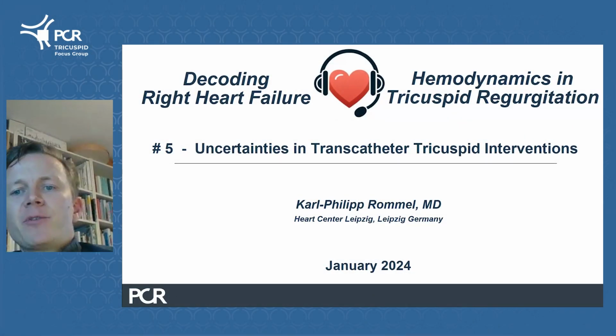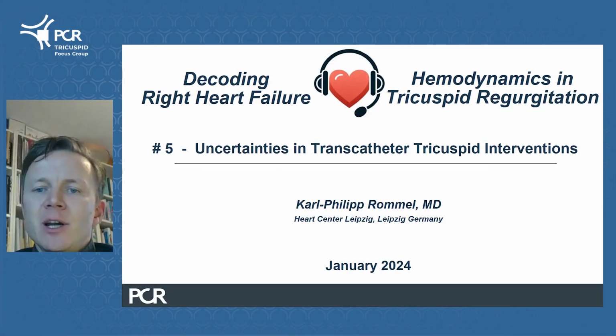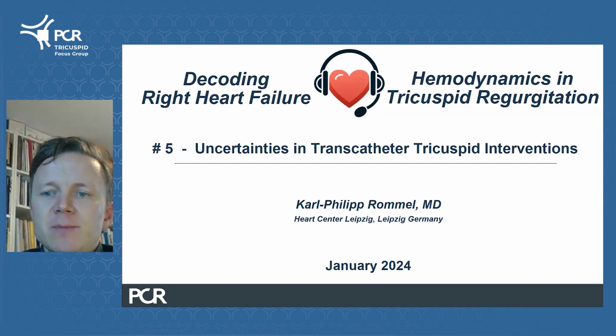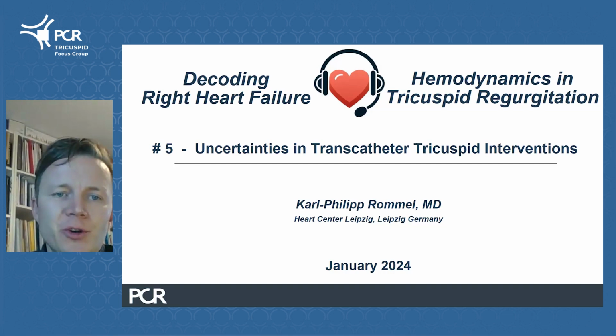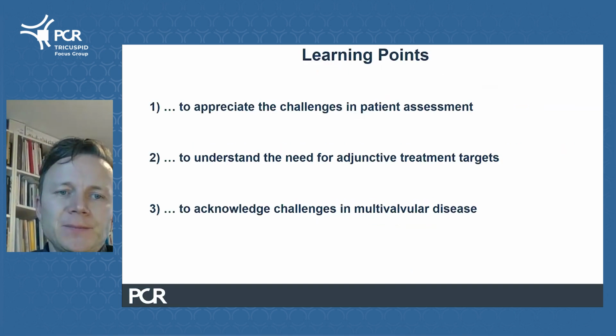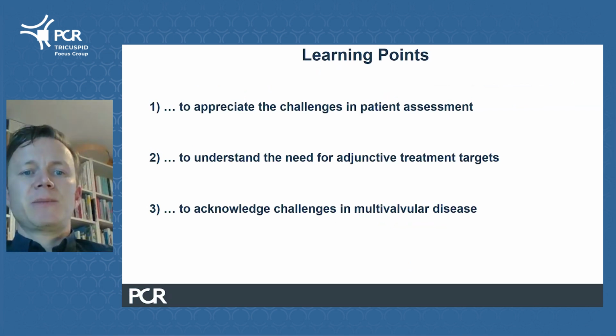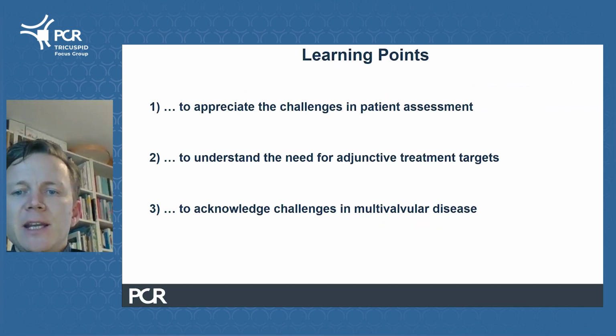And this is the fifth part of our series discussing implications of physiology in patients with tricuspid regurgitation-related right heart failure. And in this part, we are trying to illustrate open questions for the therapeutic journey ahead. We will touch upon challenges in patient assessment, the need for adjunctive treatment targets, and challenges in multivalvular disease.